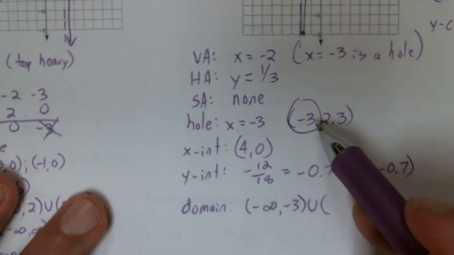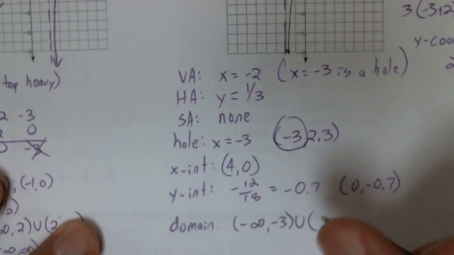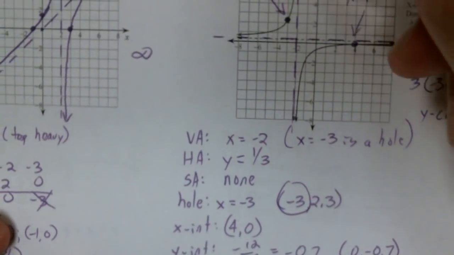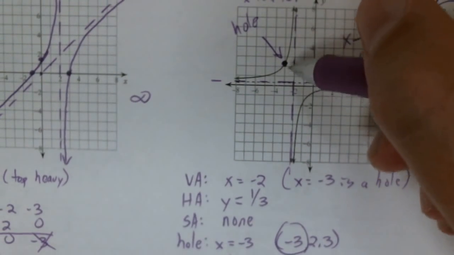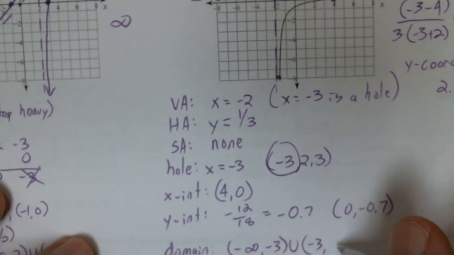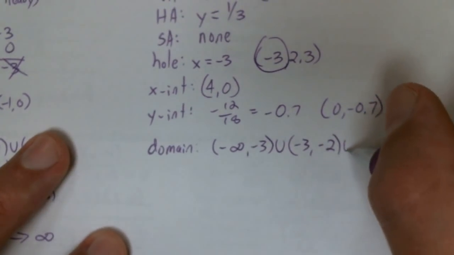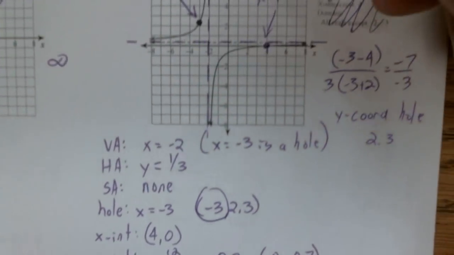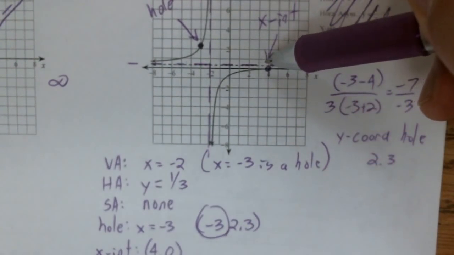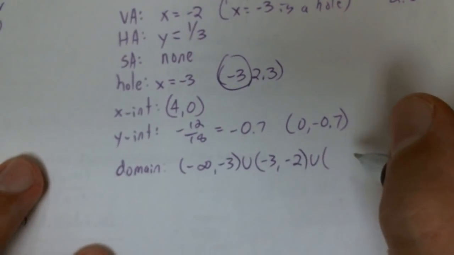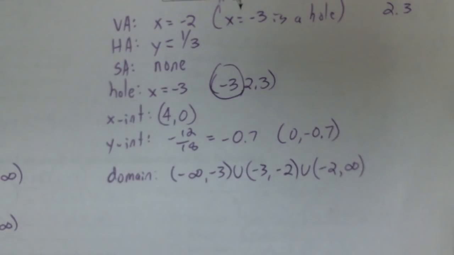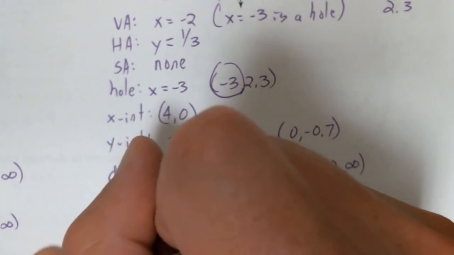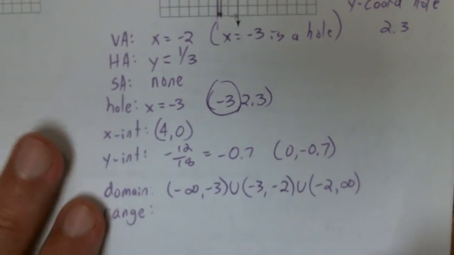Okay, then there's a break. I will continue to have x values from the x-coordinate of the hole until I hit the vertical asymptote. Okay, I don't have any x values at the hole or the asymptote. So from the hole to the asymptote, which is negative 2. All right, there's another break. And then after the asymptote, I will continue to have x values everywhere. Okay, so I'll pick it back up at negative 2, and I'll continue to have x values until I get to infinity.